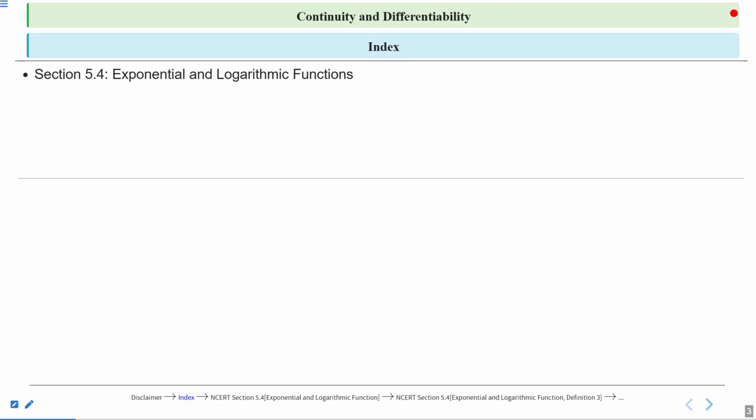In today's lecture, we will study NCERT section 5.4, which is exponential and logarithmic functions. In that, we will study definition 3, definition 4, example 25, theorem 5, and example 26. So, let us start now.